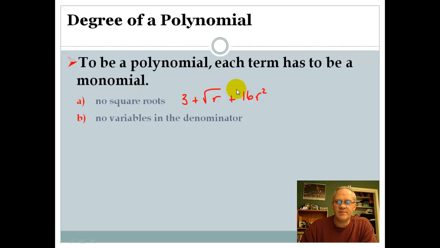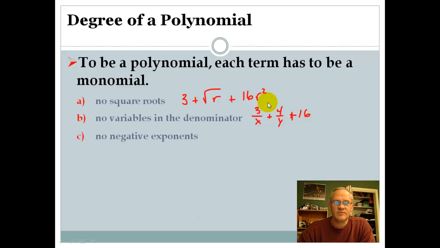No variables in the denominator. So if you remember before, if we would have had 3 over x plus 4 over y plus 16, that is not a polynomial because neither of these are monomials.